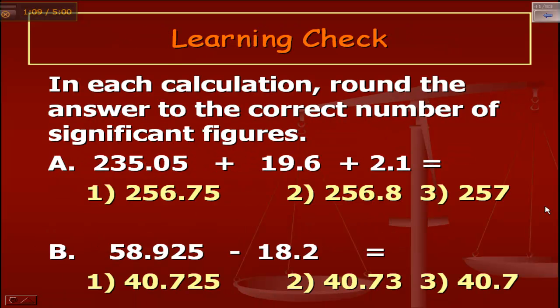So in A, how many decimal places would we report? All right, we have 2 decimal places in this first number, 1 in the second, 1 in the third. So we could only report our answer to 1 decimal point. So that would be 2 is our answer. We do the same thing with subtracting. In our first number, we have 3 decimal places. In our second number, we only have 1. So we can only report our answer to 1 decimal place, which would be number 3.